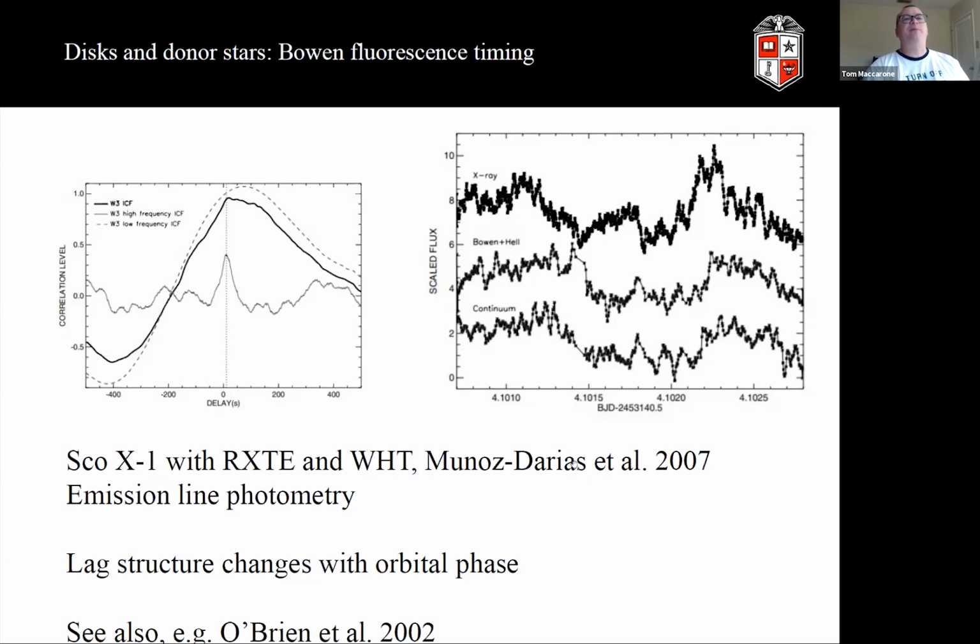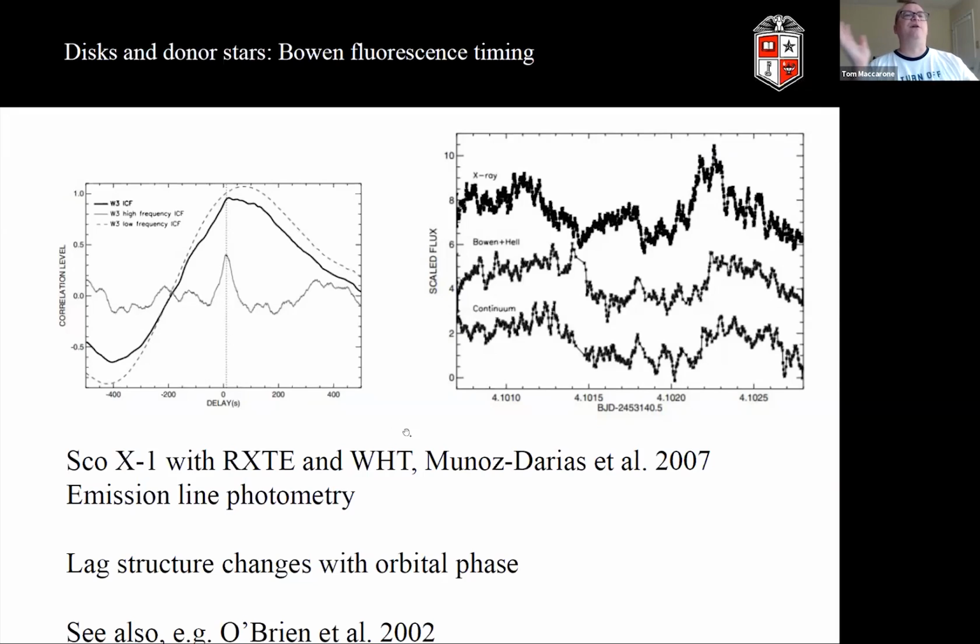But these plots are from a paper by Teo Munoz-Darias from 2007. I think it was part of his PhD work. And a lot of this, the methodology for this was developed by Kieran O'Brien about 20 years ago. So what you can do is you can look at, in this case, an X-ray light curve from RXTE at that time, and then Bowen plus helium-2 emission line fluxes and then continuum fluxes. And I think this was done with ultracam on the William Herschel telescope.